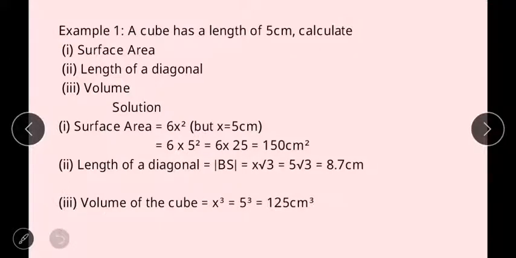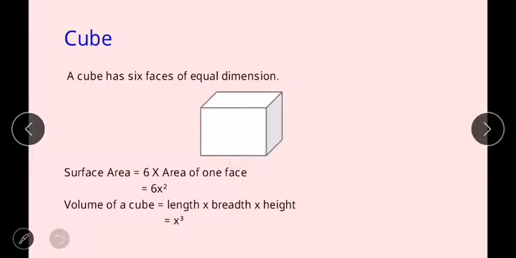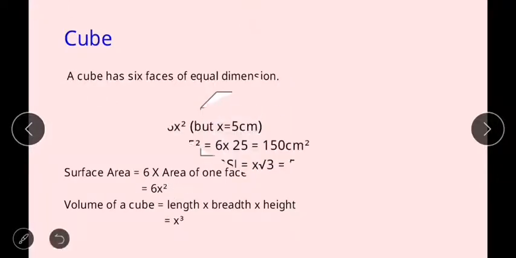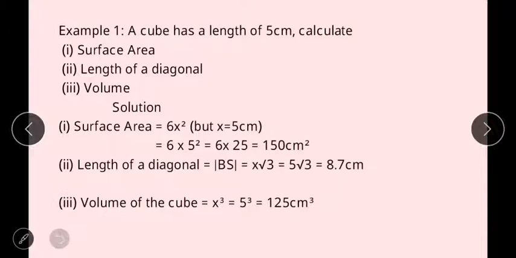We were given in the other slide that the surface area of a cube is what? 6x squared. Good, let's move on. So 6x squared. But we have our x given to us in the question as 5 centimeters. So if you put this 5 centimeters in place of x, you would have 6 multiplied by 5 squared. So that gives you 6 times 5 squared, which is 6 times 25, and that would give you 150.